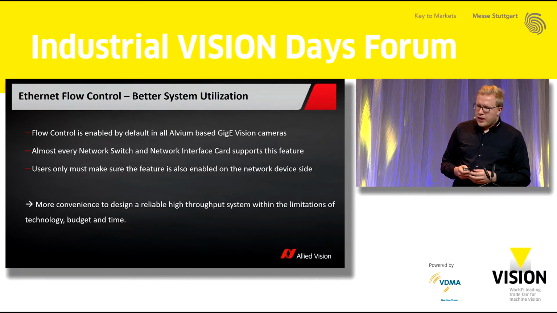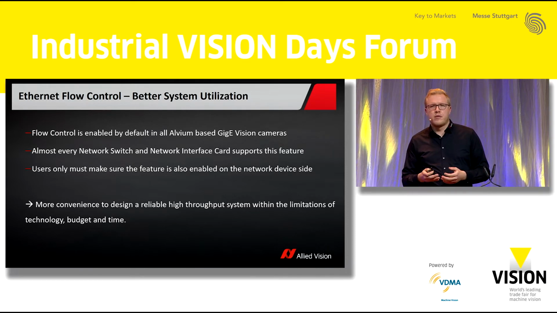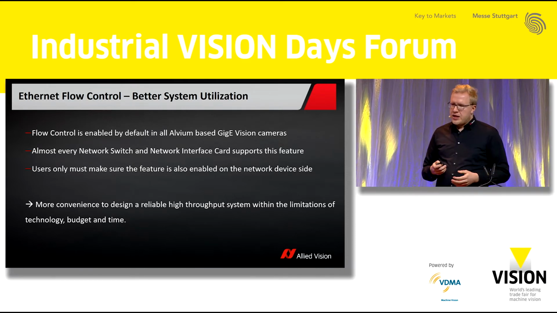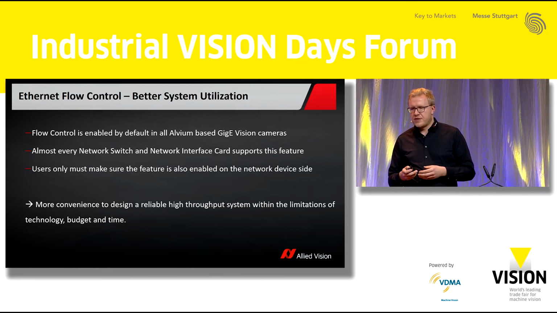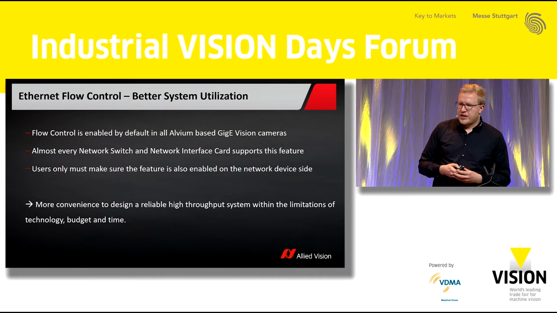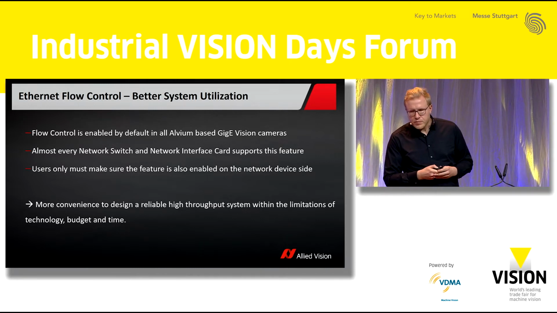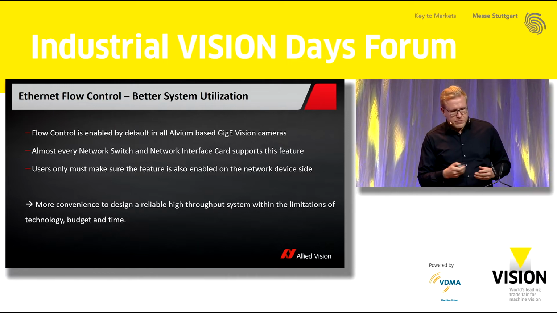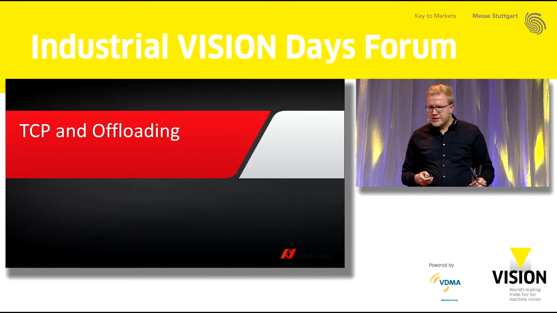And to sum it up, packet loss due to congestion events is a typical issue in high throughput machine vision systems. And the Ethernet flow control mechanism helps to improve the utilization of these buffers throughout the whole system, so they can absorb temporary congestion events much better. So now we talk about the other mechanism, and that's TCP and offloading.